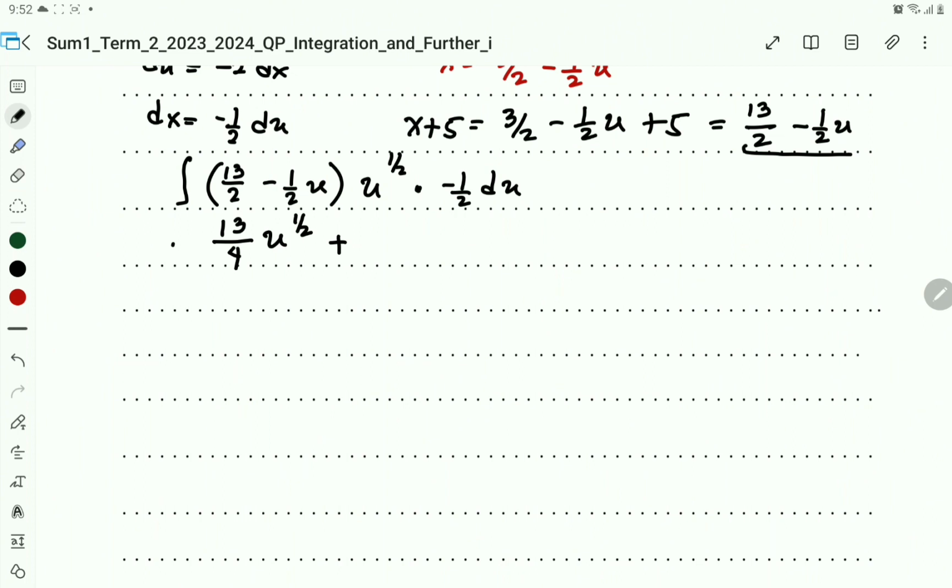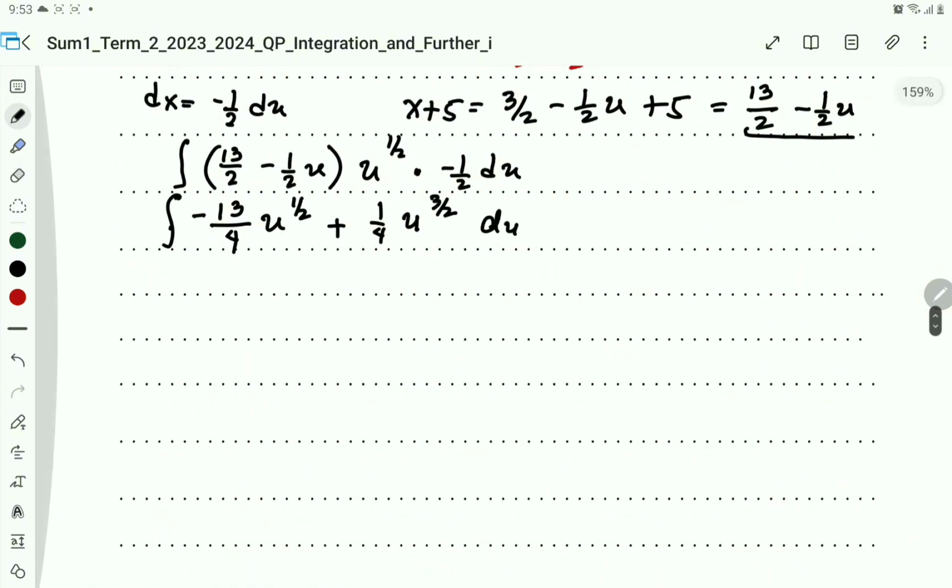13 over 4. And it's negative: negative 13 over 4 u raised to 1/2 plus 1 over 4 u raised to 3 over 2, du. Now we are ready to integrate.